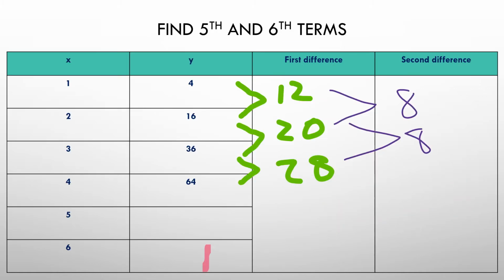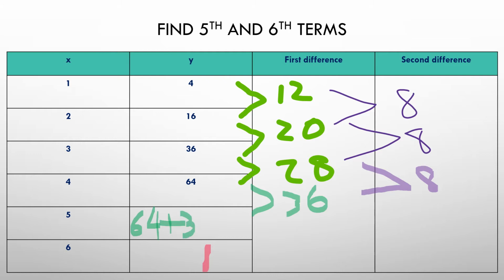Find the fifth and sixth terms. Since we don't know the first difference for those terms, we have to find the first difference first. We know the second difference is always 8, so we add 8 to 28, which is 36. So this is 64 plus 36, which is 100.